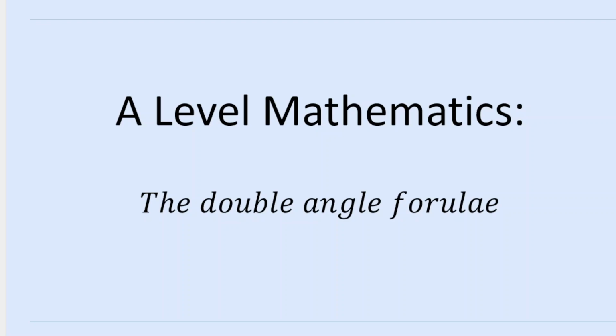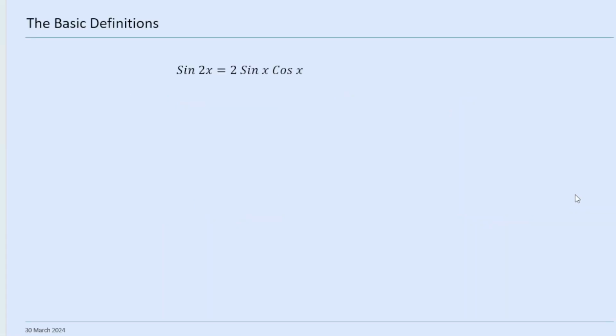I'm Simon. Today we're going to look at the double angle formulae. So these formulae, sine 2x equals 2 sine x cos x. Just very quickly, what this allows you to do is work out sine 60 degrees is 2 sine 30 times cos 30, or sine 40 degrees equals 2 sine 20 times cos 20, as long as you know sine 20 and cos 20. So they're clever little formulae.